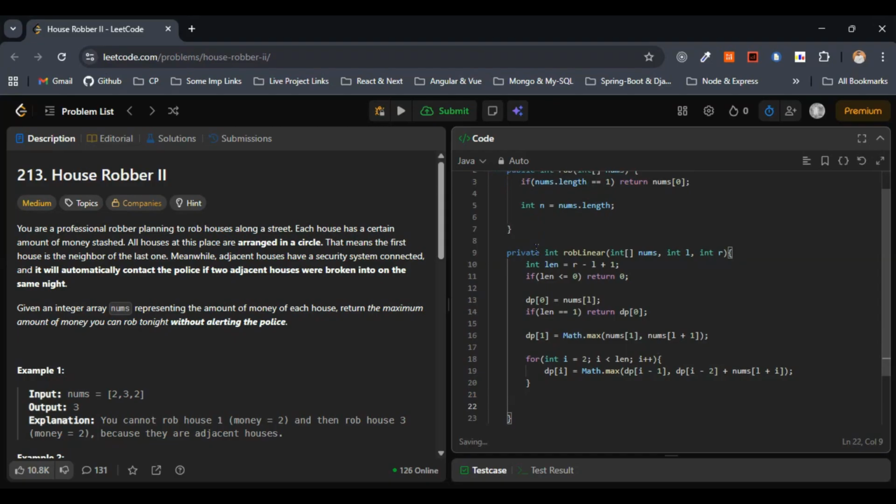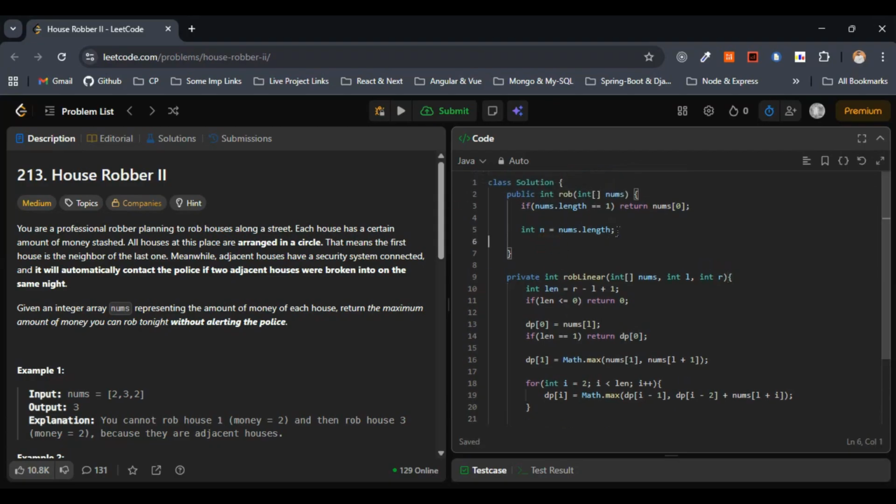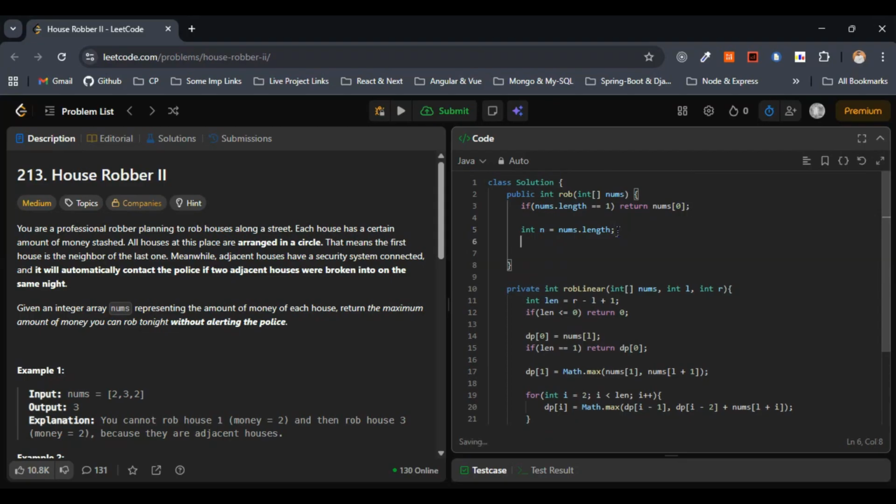Let me come out of this one entirely. Now we know that dp of length minus 1 will hold the max for the segment left to right, so we can just return dp of length minus 1, where we'll get the output. We are done with our robLinear helper method. Now let's make use of this helper method within the main method, nothing but rob.